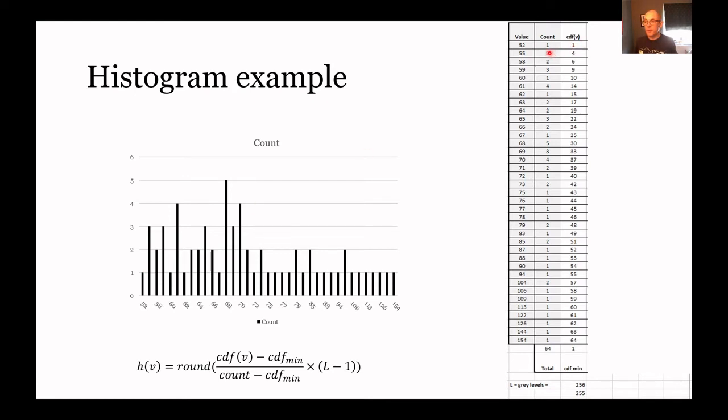And then we add the 3 from the next one. So that becomes 4. Then we add 2 to that. Then we add 3 to that. Then we add 1 to that. So this just increases all the time, always increasing upwards till we get to the end there. And then we can see down here we need the CDF min, so we've calculated the CDF min down there, and we need the total as well, which is 64. So there are 64 cells here.